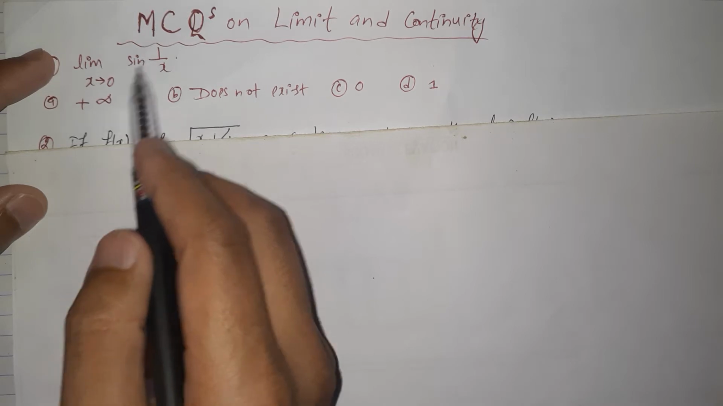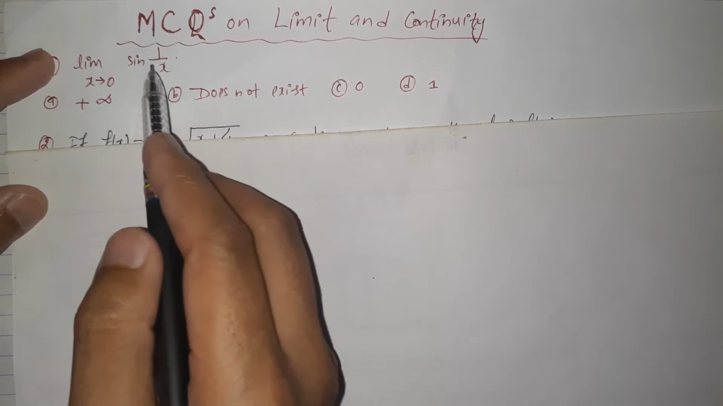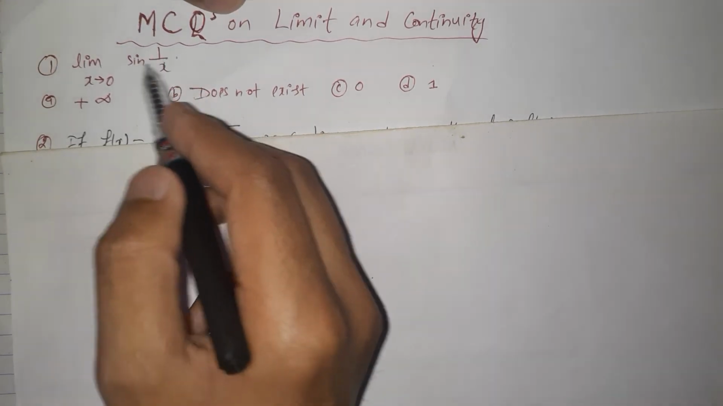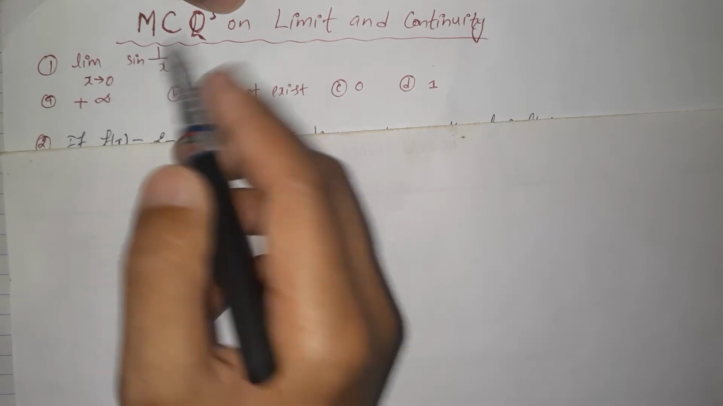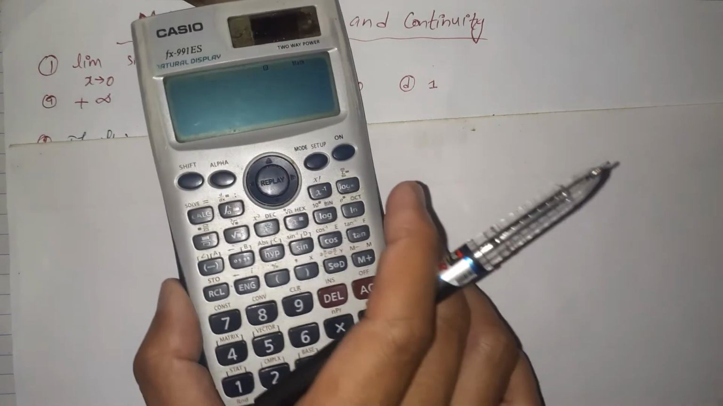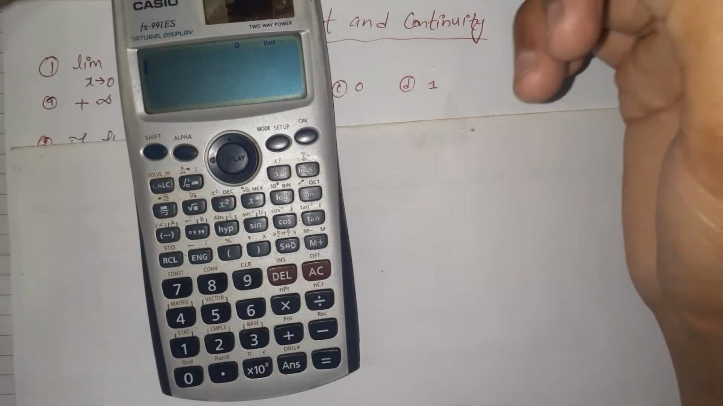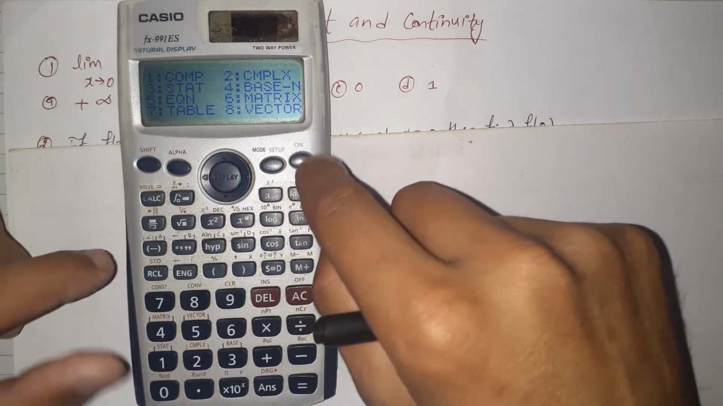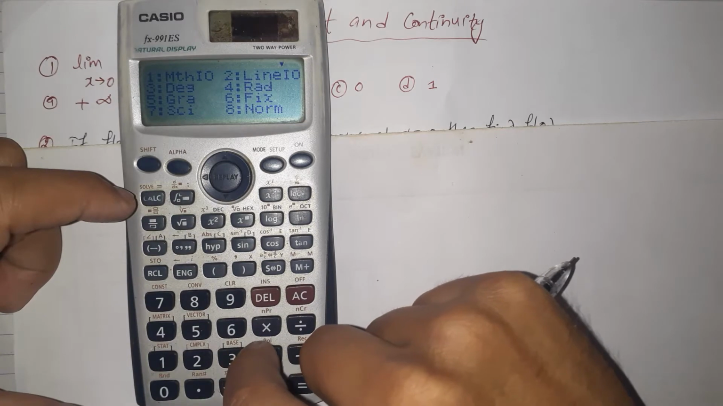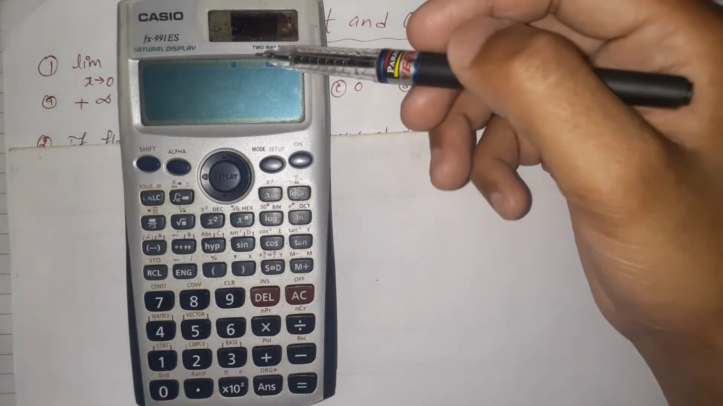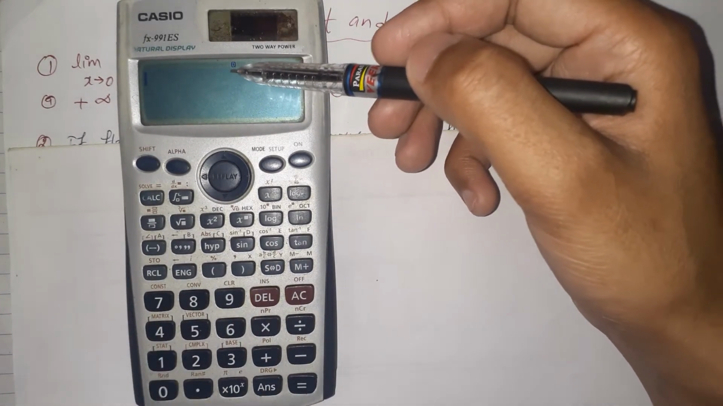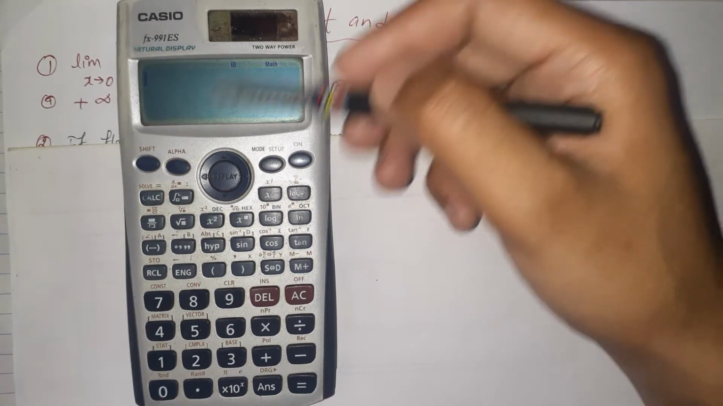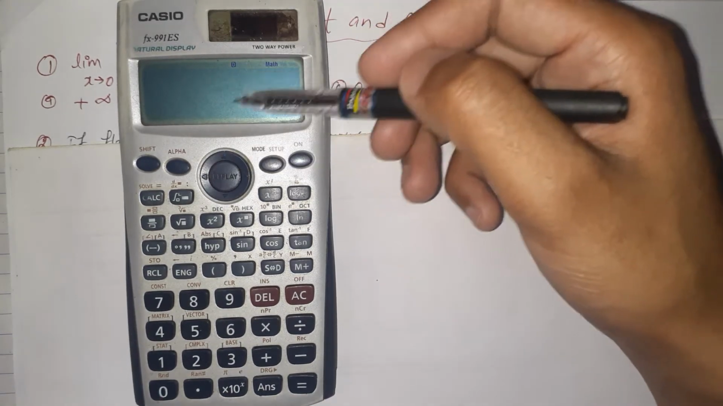Please remember a very important point: if a trigonometric function is given, then we have to change the mode of the calculator. Here in this calculator the mode is given. Let's check its mode. Here the mode of this calculator is in degree measurement. The D means it is operating on the degree mode.